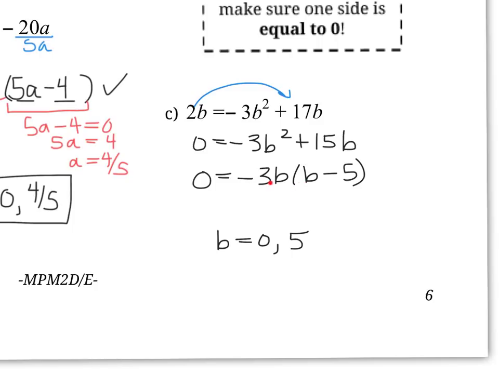So I took out a negative 3b, and I was left with b minus 5, and now we can solve this thing. If b is equal to 0, negative 3 times 0 will make 0. The whole thing will go to 0, so that's one solution. And if I put in a 5 here, 5 minus 5 will make 0. The entire thing will also equal 0, and that's our final solution.